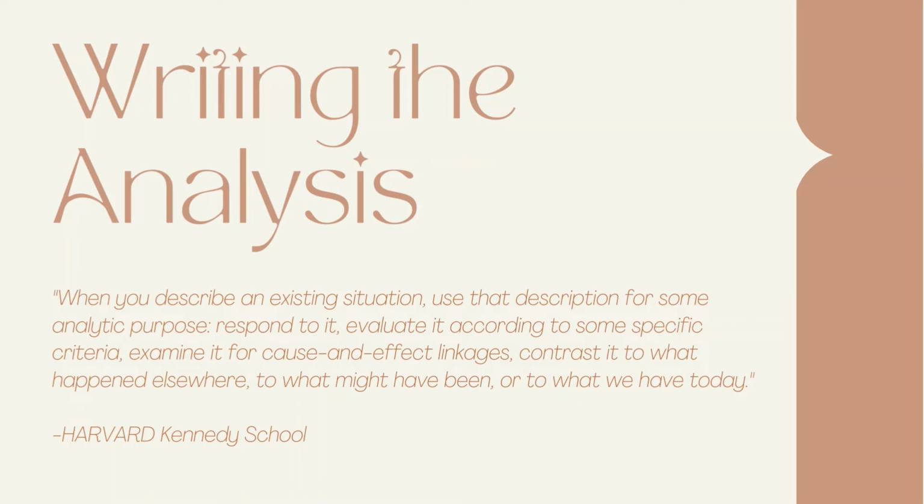Finally, after going through the most crucial parts of the analysis, we will now discuss how to write one. In a communications program, Harvard Kennedy School formulated a few pieces of advice on writing an analysis. When you describe an existing situation, use that description for some analytic purpose. Respond to it, evaluate it according to some specific criteria, examine it for cause and effect linkages, contrast it to what happened elsewhere, to what might have been, or to what we have today.